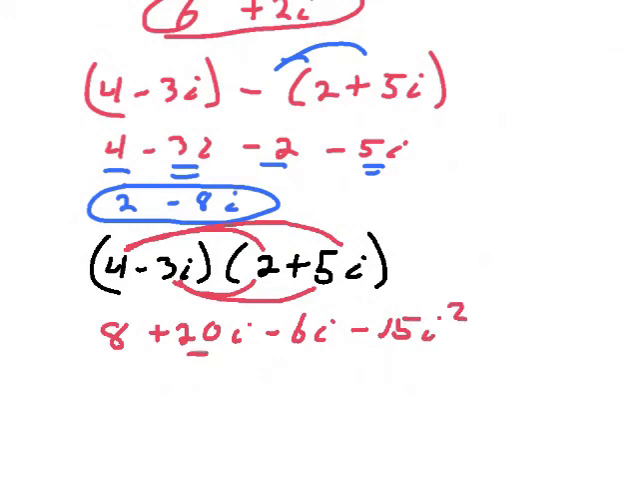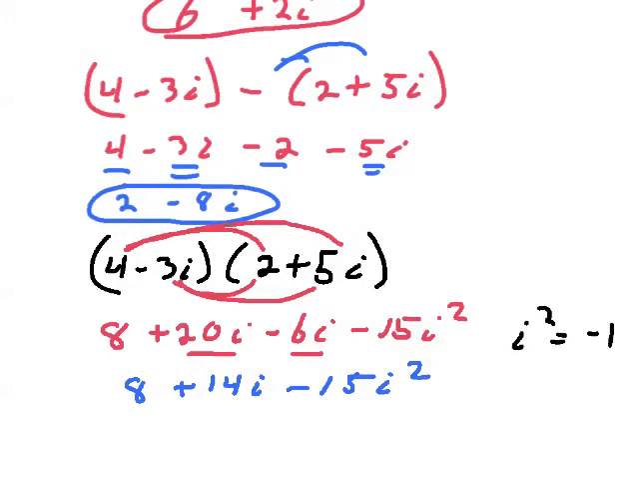Adding the 20i minus the 6i will give us 8 plus 14i minus 15i squared. Now we need to remember, i squared equals negative 1. So I can substitute a negative 1 in for that i squared, which makes this a plus 15, which will give us 23 plus 14i for our final answer.